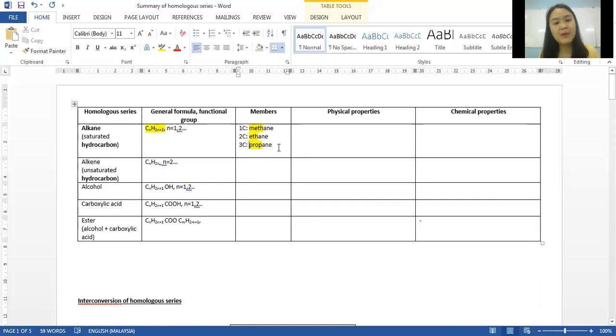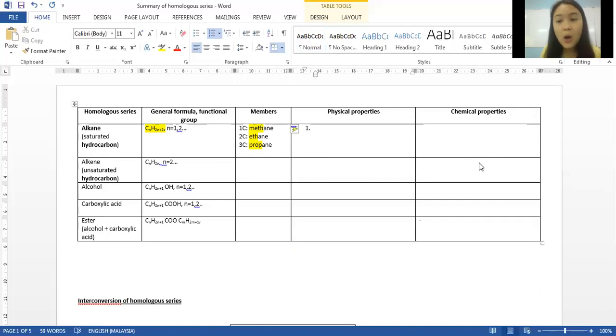So of course, the next member will have 4 carbon, we call it butane, 5 carbon, pentane, and so on and so forth. Right? So now let's discuss what are the physical properties of alkane that you have learned under chapter 2.